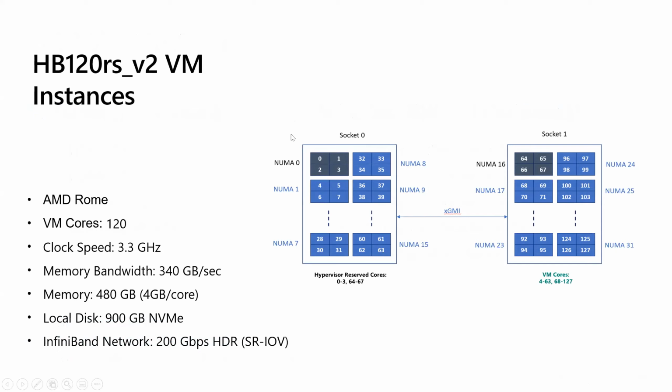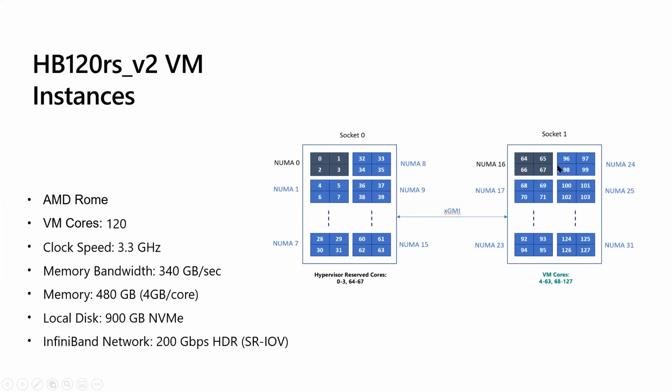As many of you know, the AMD Rome architecture is based on NUMA nodes, where the NUMA node can be configured to have X number of cores, say 4 or 8, depending on the CCX or CCD configuration. In this case, each NUMA node has 4 cores, and we reserve 1 NUMA node per socket for the host. That's why the VM is actually seeing 120 cores, so 60 cores from the first socket and 60 cores from the second socket.